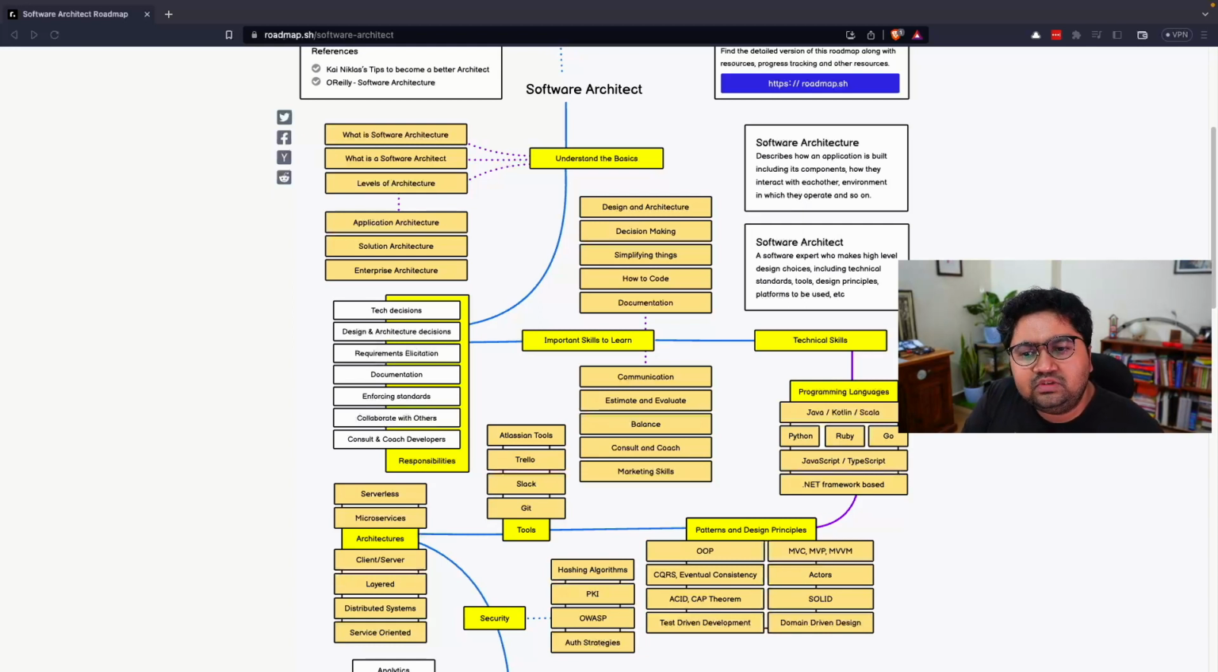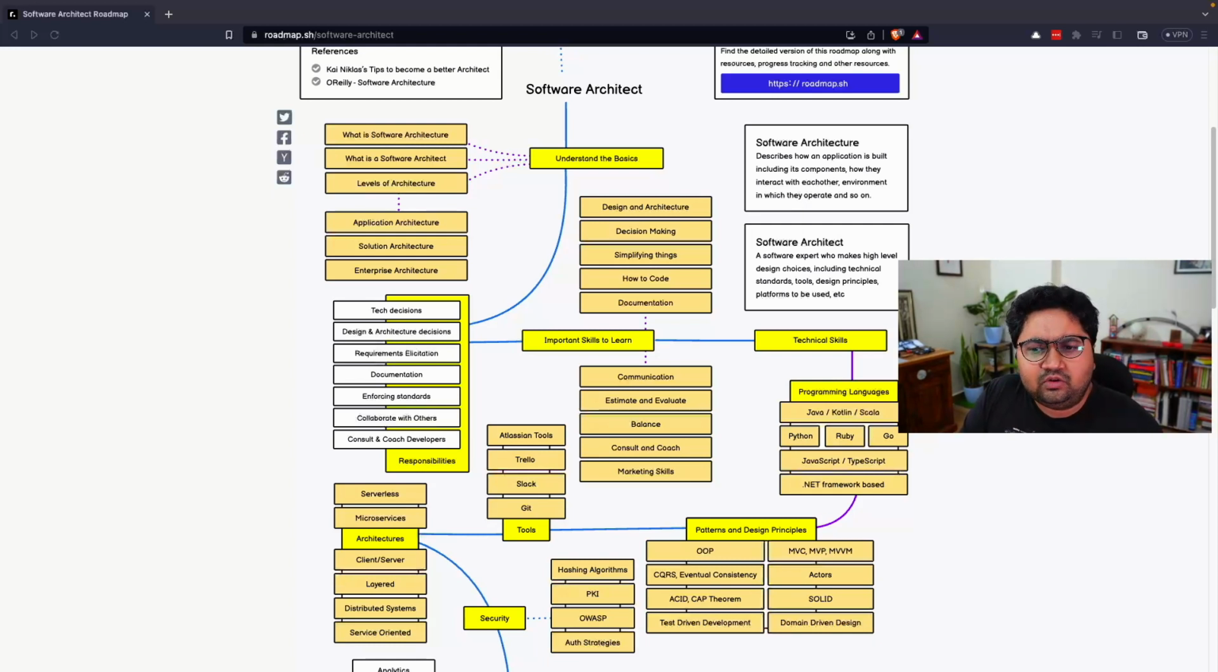Now you then understand the basics, right? And there's a lot of basics in architecture. Architecture is not just about system design as a lot of people think. This is a great depiction. So there's tech decisions, design and architecture decisions, requirement elicitation, documentation, guidelines, policing, a lot of standardization, a great amount of collaboration, and there's a lot of ability to do consulting and coaching to young people. And this is a very good definition of how multi-spectrum the role is.